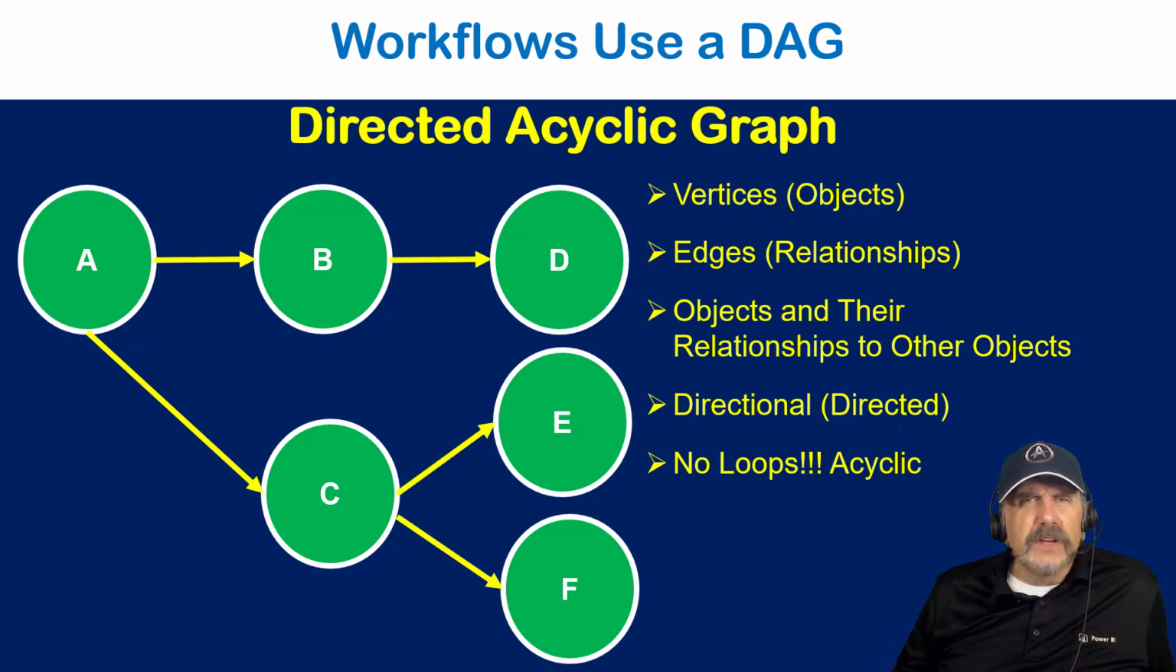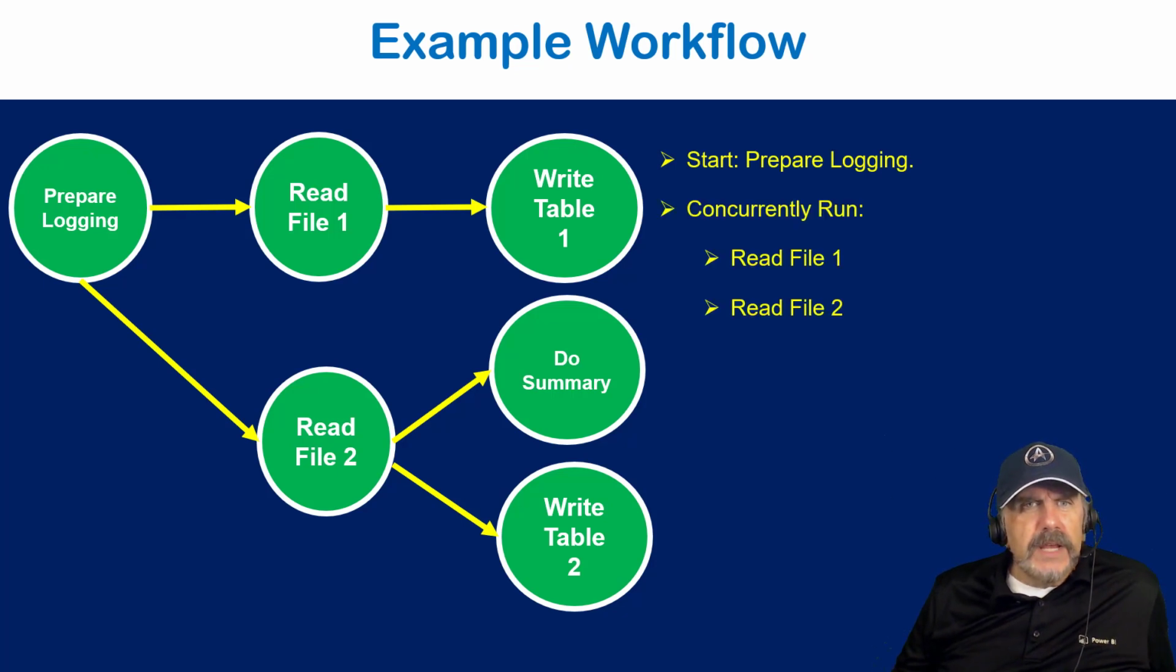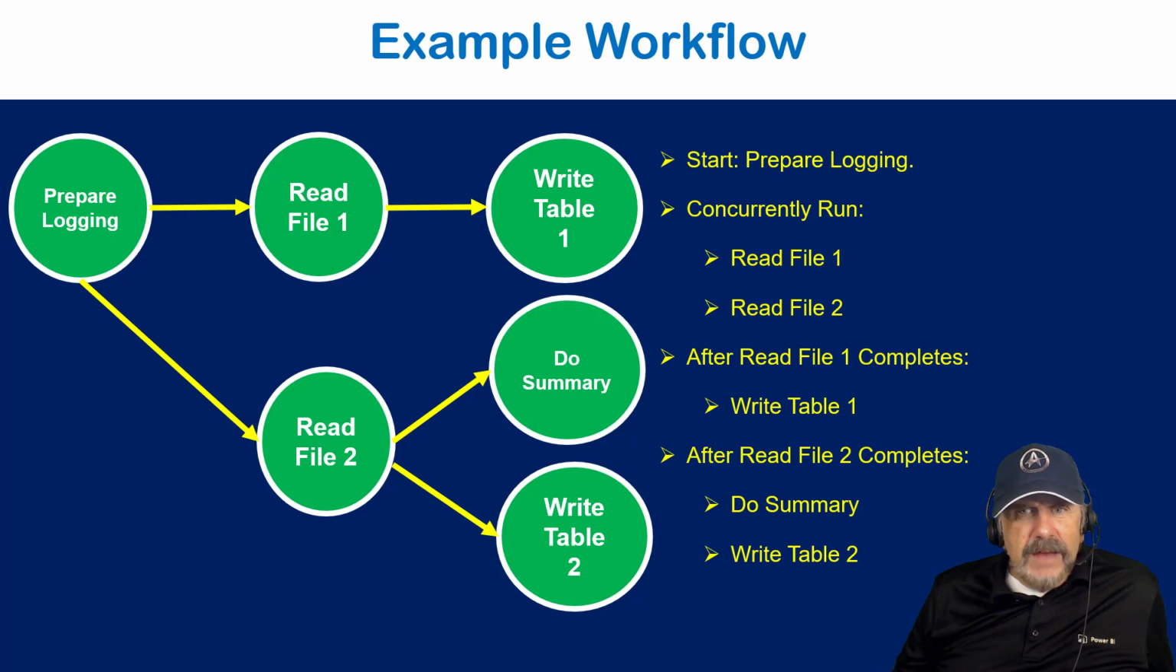Let's take a look at this if we were talking about an actual workflow. You can see here we've got this whole workflow mapped out. The first thing we're going to do is prepare logging. So you can see starting out, prepare logging. The next task is to concurrently run task read file 1 and read file 2. Then, after read file 1 is executed, we can write table 1. And after read file 2 is executed, we can do summary and write table 2. Now those can run in parallel because there are no dependencies between them.